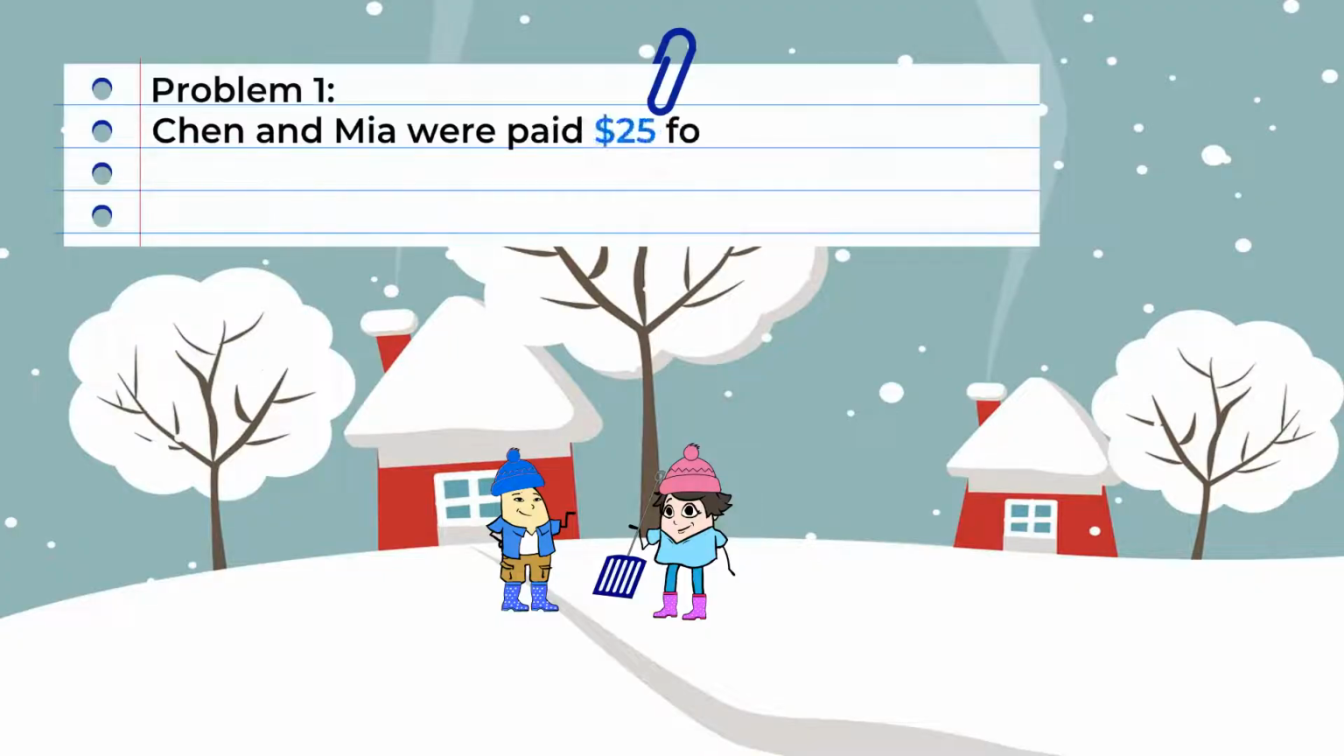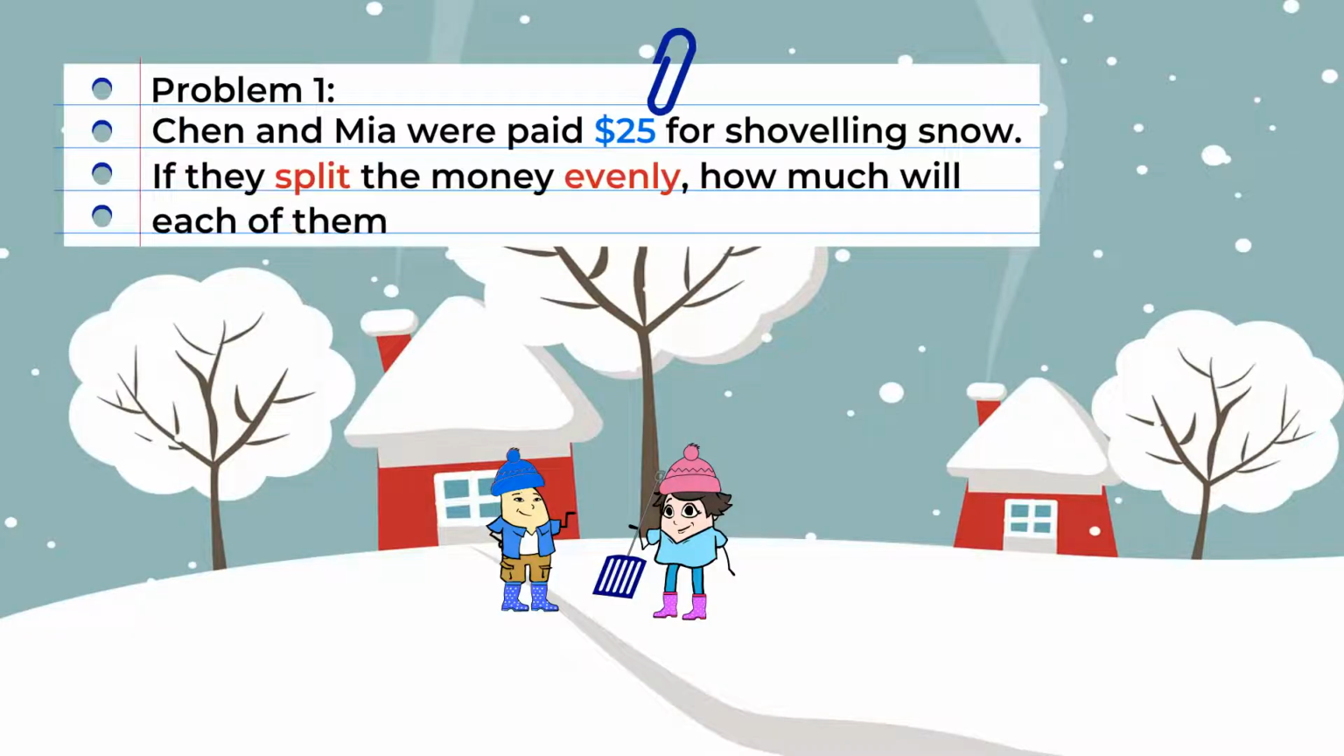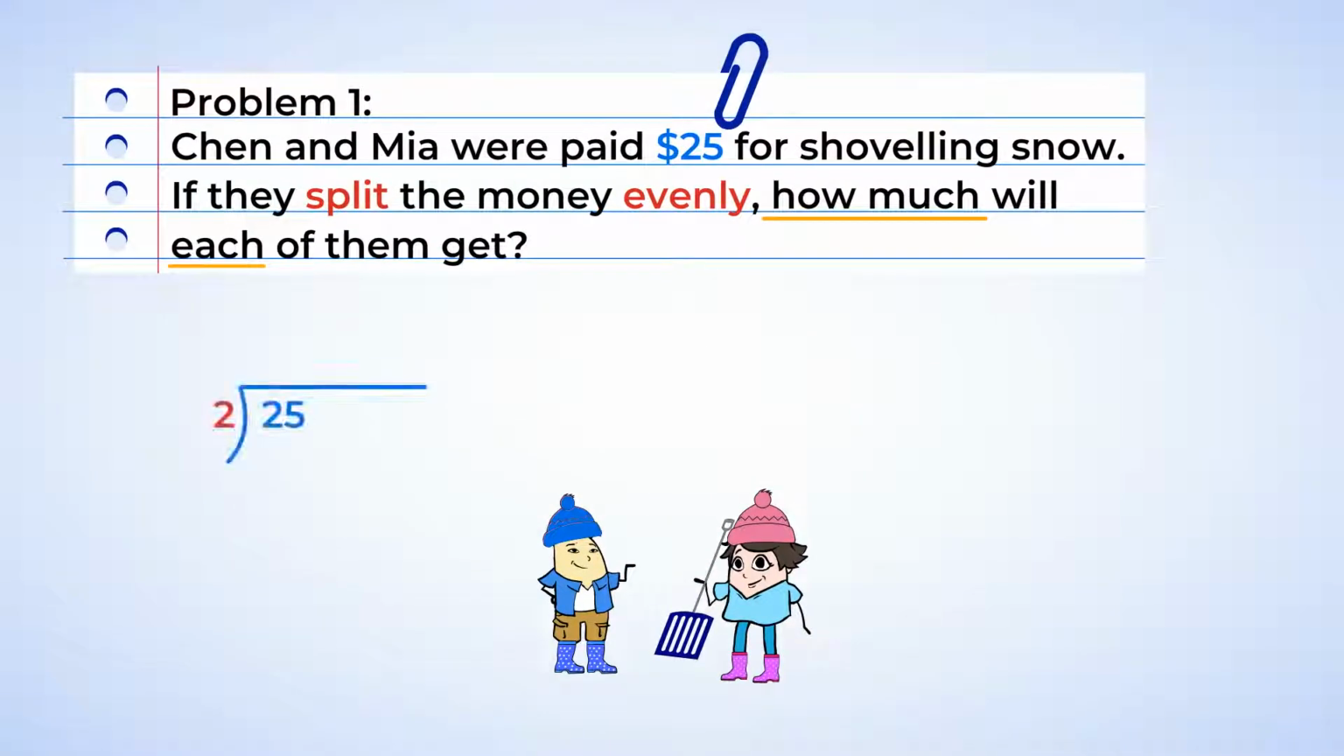Chen and Mia were paid $25 for shoveling the driveway of their neighbor. If they split the money evenly between them, how much will each of them get? Well, we can divide 25 by 2 like this. There's one group of 2 in 2. So place the 1 on top in the tens place. Subtract to get 0. And next, bring down the 5.